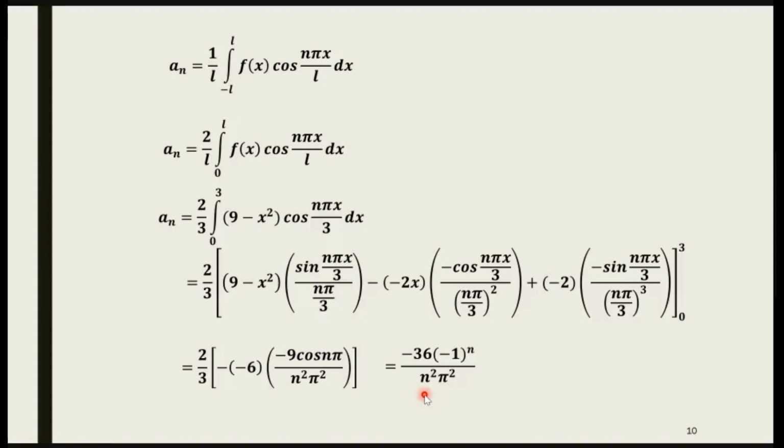Okay. So an is equal to -36 into -1 raised to n upon n square pi square. Is it true for all the values of n?